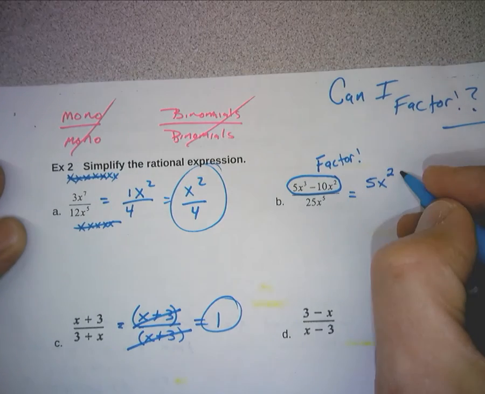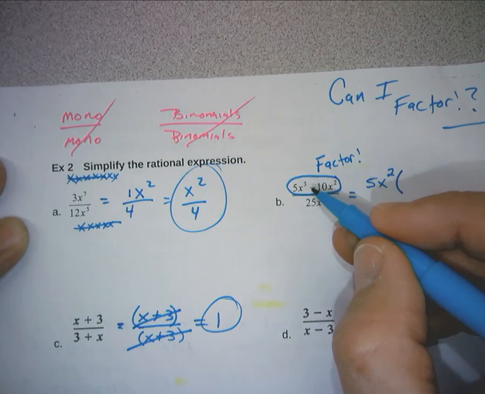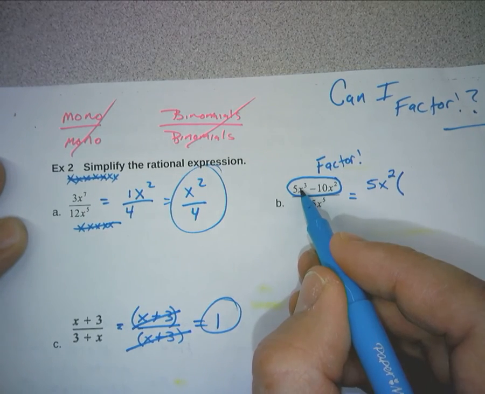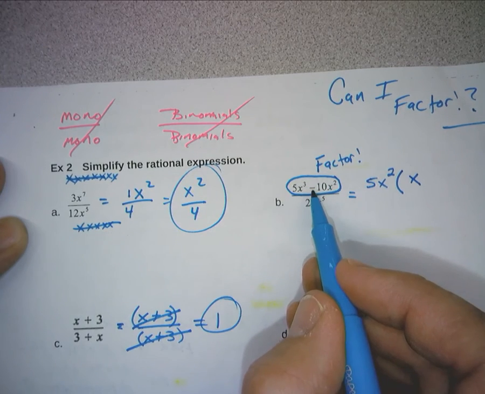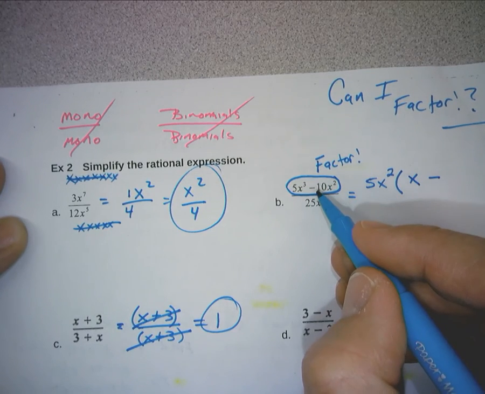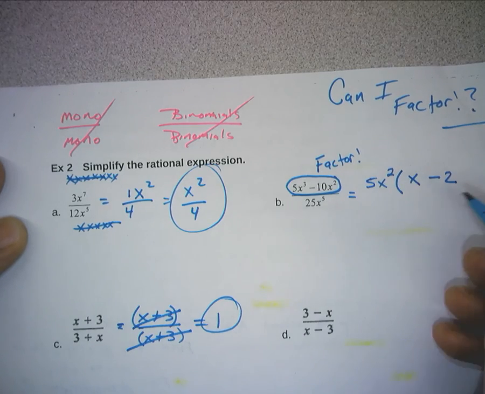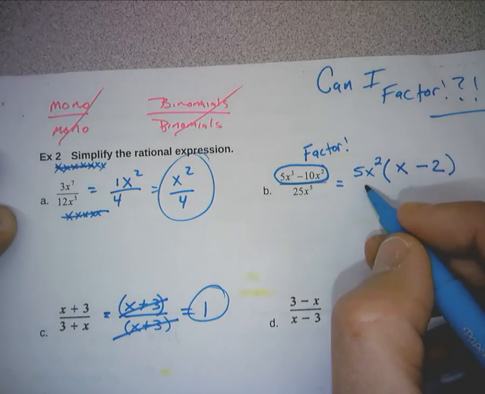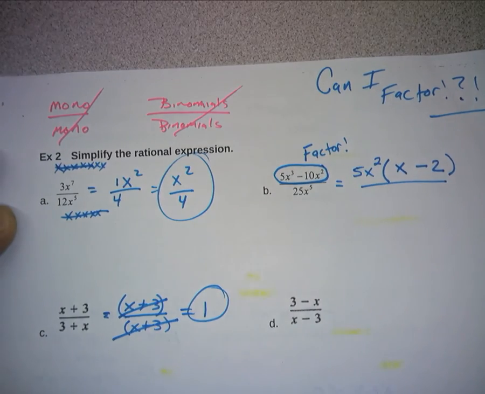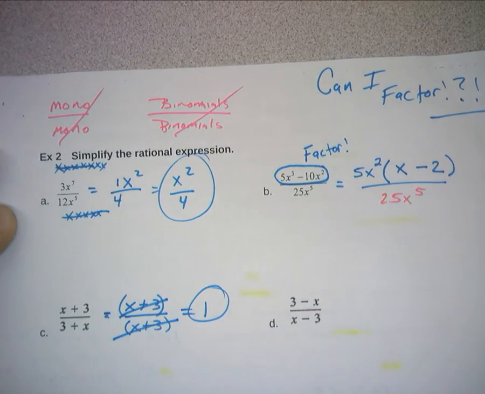Okay. So I'm going to go ahead and factor that. So very good, guys. If I divide this guy by 5x squared, that leaves me with just an x. And then this is a negative. Negative 10 divided by 5 is negative 2. And then the x squared is on the outside. Okay. And now on the bottom, I've got a 25x to the 5th.